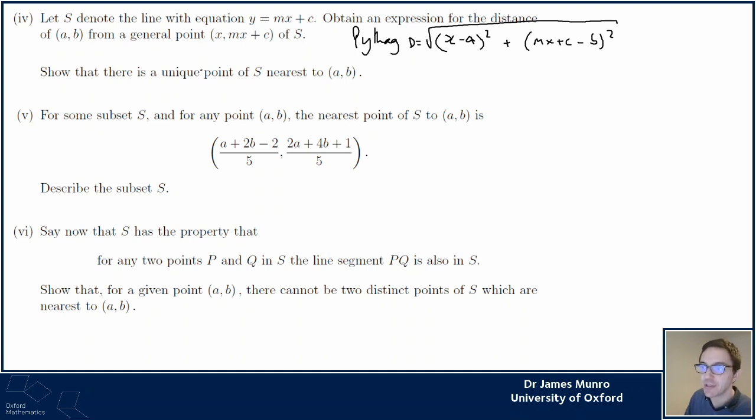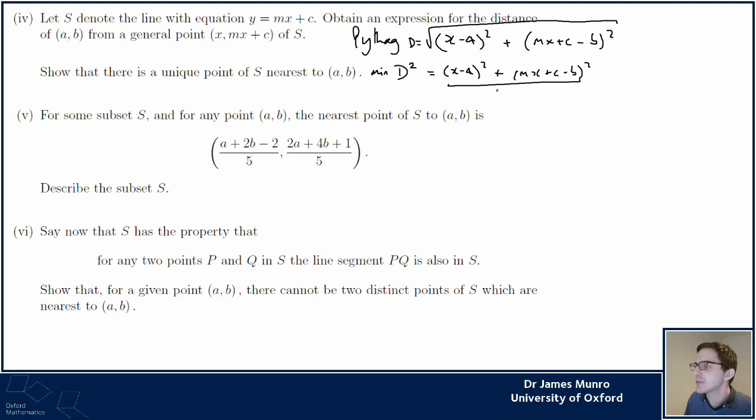That's my distance, I'll call it d. The question wants us to show that there's a unique point of S that's nearest to AB. So that means minimize, or find a minimum distance. Minimum distance, I don't really want to differentiate. This is some horrible function involving square roots and squares, and I don't really know how to differentiate it. But I suppose the minimum of d is also, because d is positive, the minimum of d squared, because squaring is increasing for positive numbers. If I want to find the minimum of this thing, I could find the minimum of the square of this thing. A bit like making the hypotenuse as long as possible with Pythagoras.